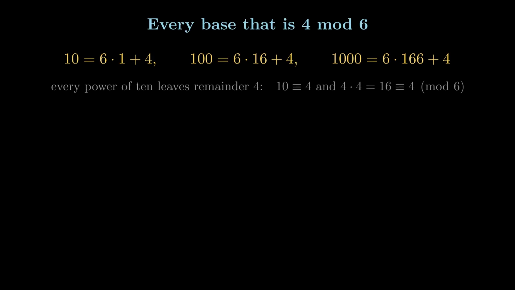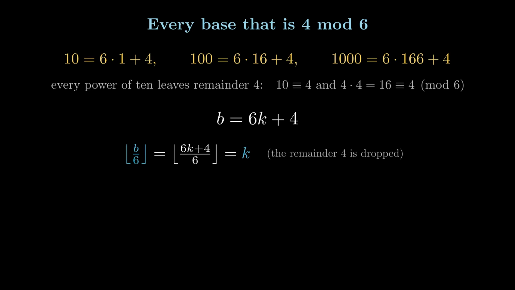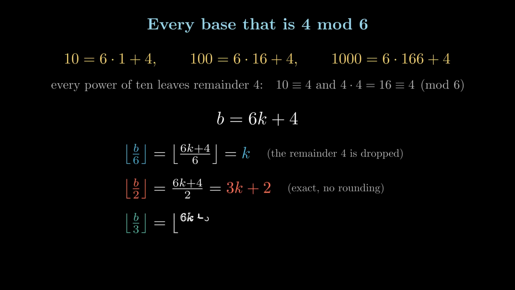What do 10, 100, and 1000 have in common? Every one of them leaves a remainder 4 when divided by 6. In fact, every power of 10 does. So take any such base and write it as 6k plus 4. Then a sixth of b, rounded down, is exactly k.